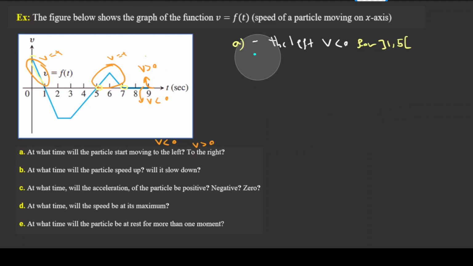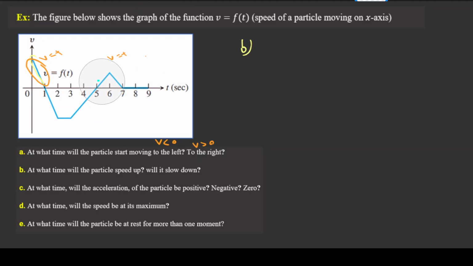Now I'm going to solve part B. Part B: at what time will the particle speed up or slow down? Speed up and slow down. Pay attention guys. If the question said, at what time will the velocity of the particle increase, the answer would be from 3 to like 6, right?